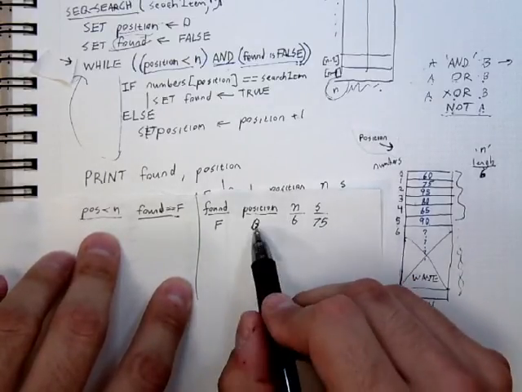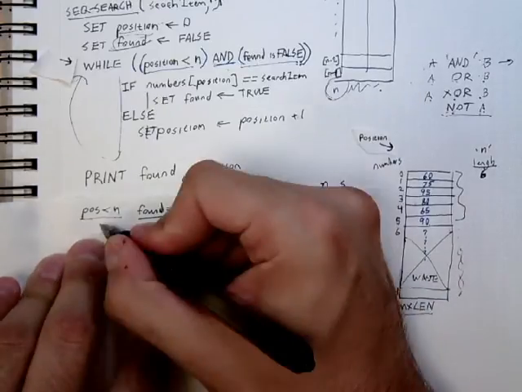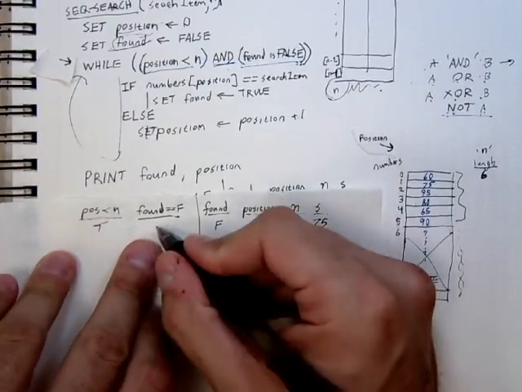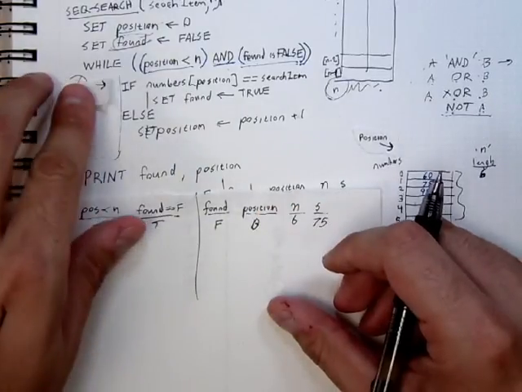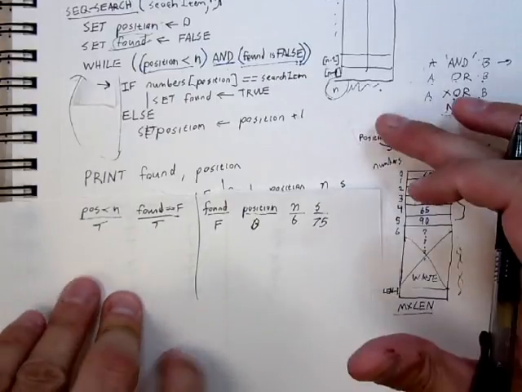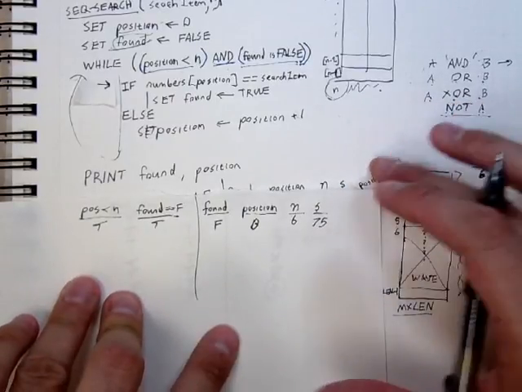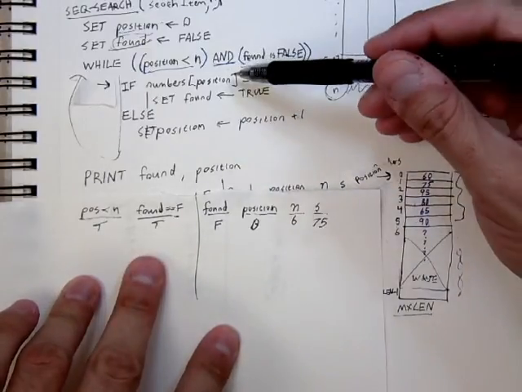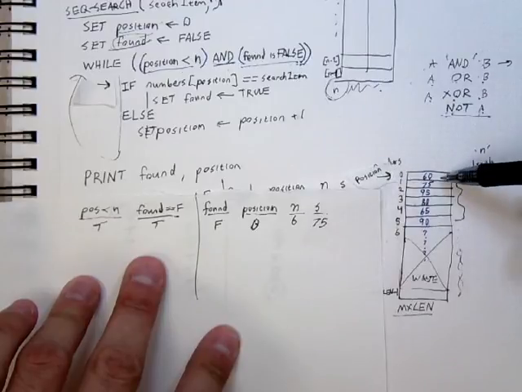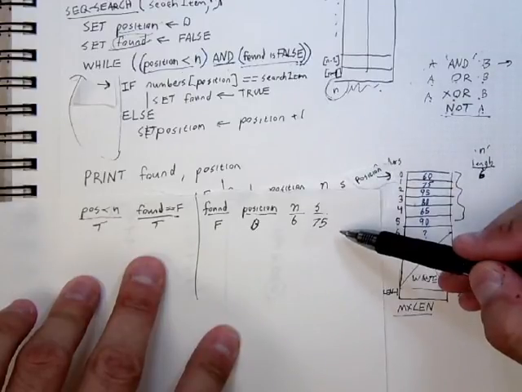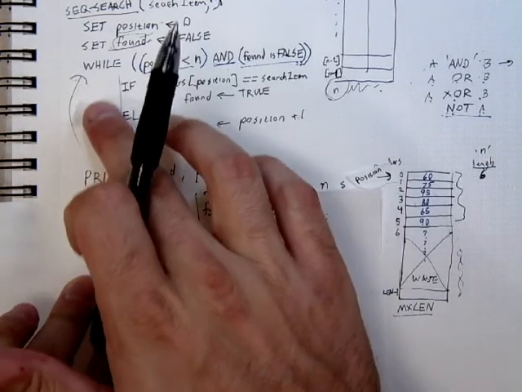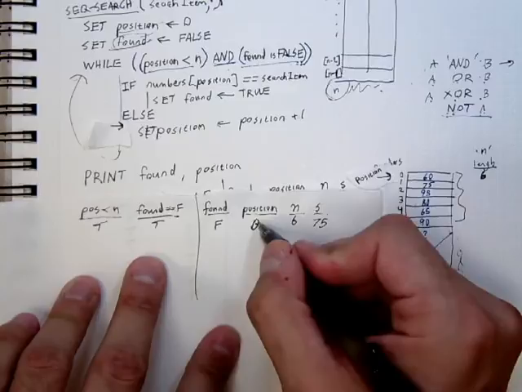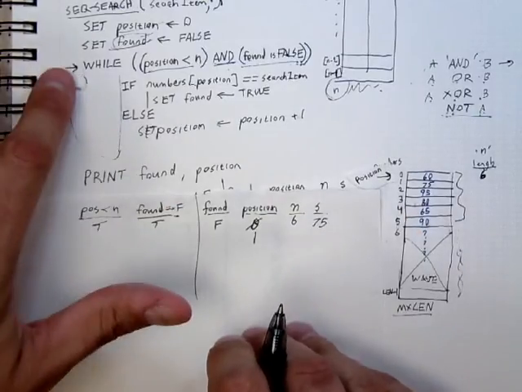Okay, so is position less than n? That is true. 0 is less than 6. And is found equal to false? It is, so that's true. So we're going to go into this loop. Position is here, by the way. And so now we're looking if numbers position equals search item. So 60, is 60 equal to 75? That's not true. So we're going to skip this. We're going to go to the else. We're going to set position equal to position plus 1 and continue the loop.